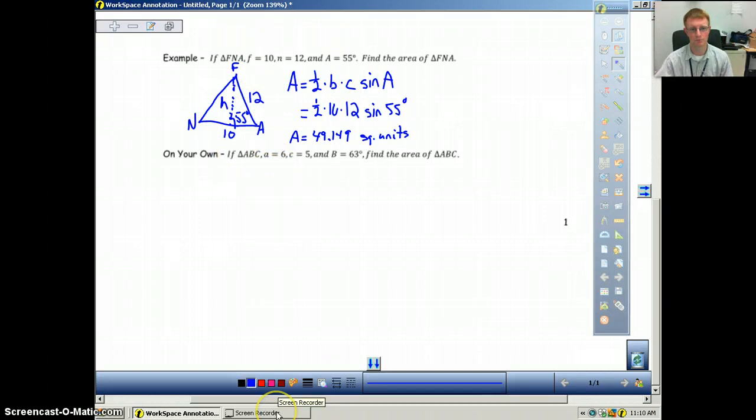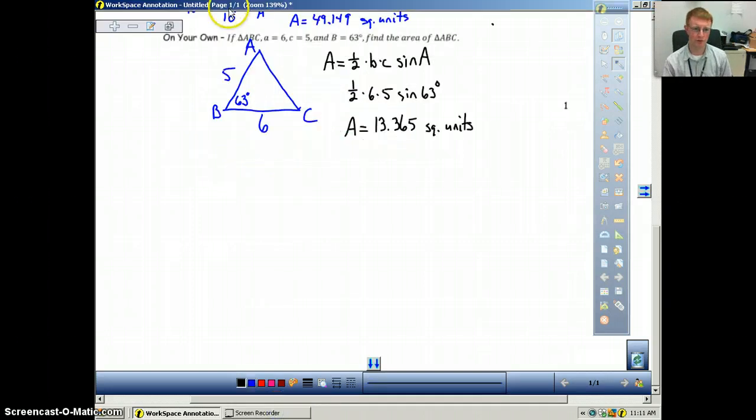All right, so when you did this problem, again, it may not line up with the letters up here, but keep in mind, the letters are going to work the same way. The B and the C are the two sides that are given to you, and the angle A, it doesn't have to be angle A up here, it just means that's the angle that is in between the two sides that are given to you. 6 is the base, 5 is the other side, 63 is the angle given to you in between. Plug it right into your formula, you get 13.365 square units.